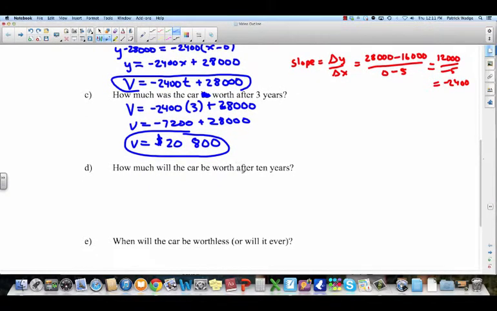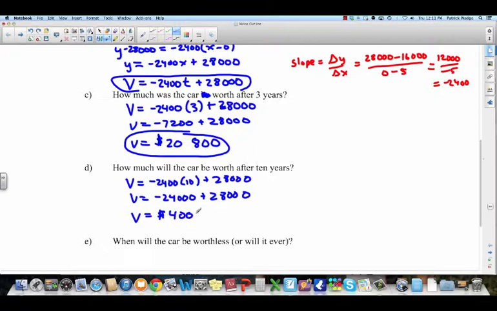Okay, how much will the car be worth after 10 years? We're doing exactly the same thing, but we're just putting a 10 instead of a 3 this time. Negative 2,400 times 10 plus $28,000. Negative 2,400 times 10 is negative 24,000 plus 28,000, and that equals $4,000. It's only worth $4,000 after 10 years.